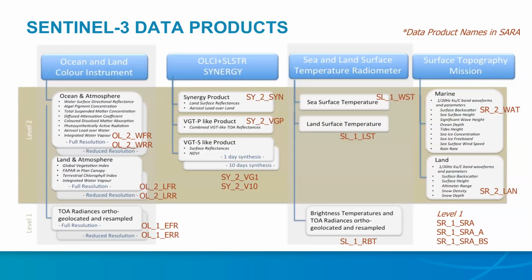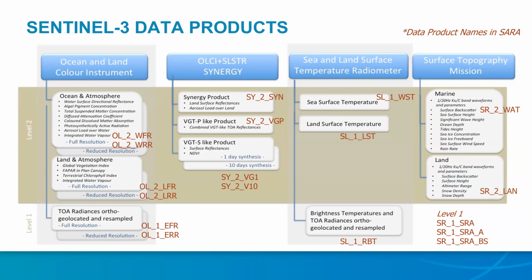This slide shows the Sentinel-3 data products synced by the Australasian Hub, and again the red text denotes the name as it appears in the SARA portal, which we'll look at shortly. So here the processing level is again displayed on the left, and then along the top we've got the instrument or product.